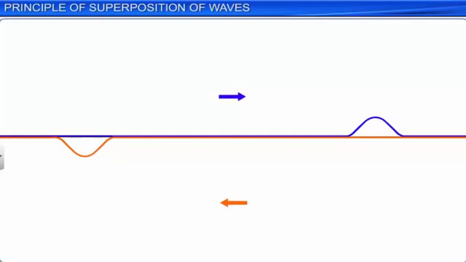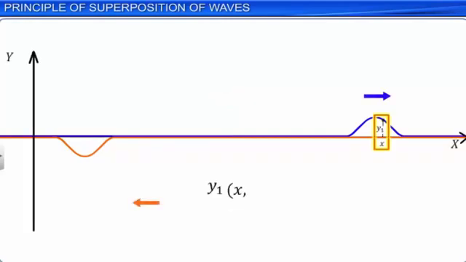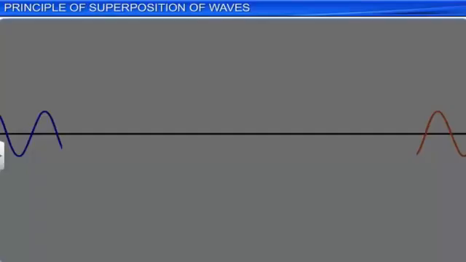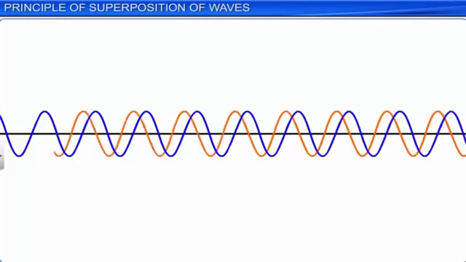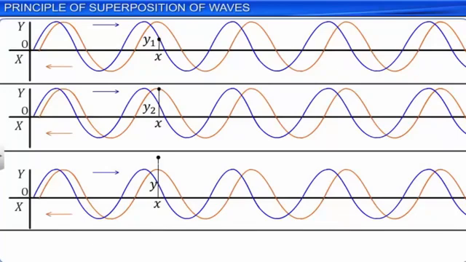Y1 of x,t represents the displacement of any element of the string at time t due to the first wave. Y2 of x,t represents the displacement of any element of the string at time t due to the second wave. Let us now consider two waves traveling simultaneously along the same stretched string in opposite directions. When the two waves overlap, we have y of x,t representing the displacement of the string in the overlap region at time t. Mathematically, we can write this as y of x,t is equal to y1 of x,t plus y2 of x,t. This expression implies that overlapping waves algebraically add up to produce the resultant wave.